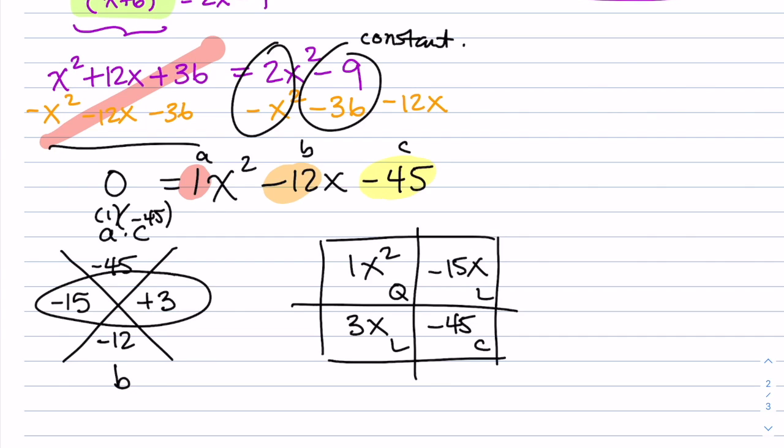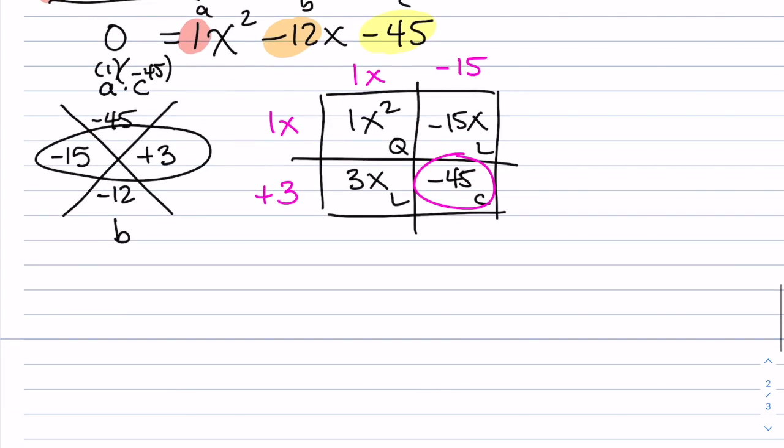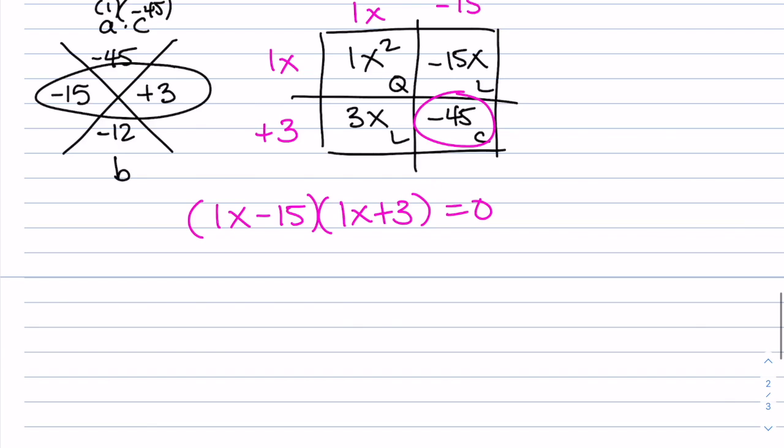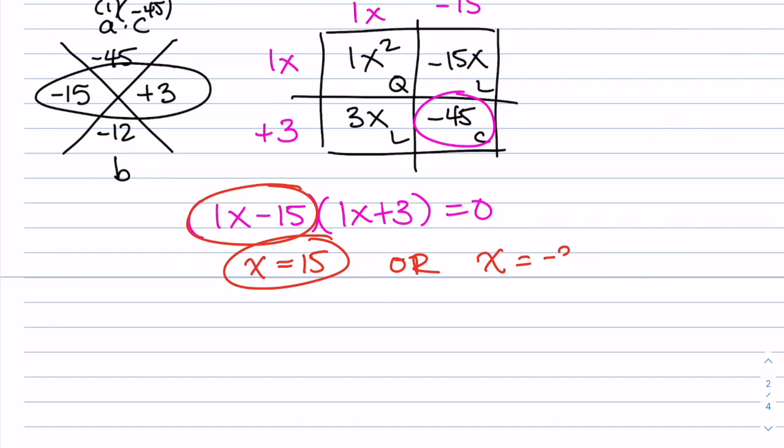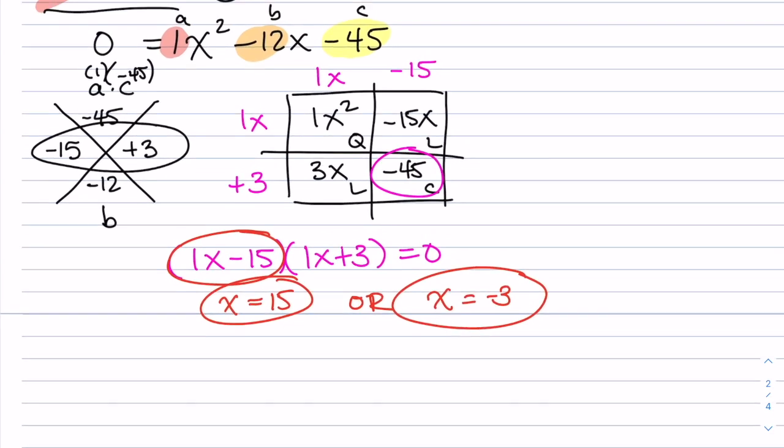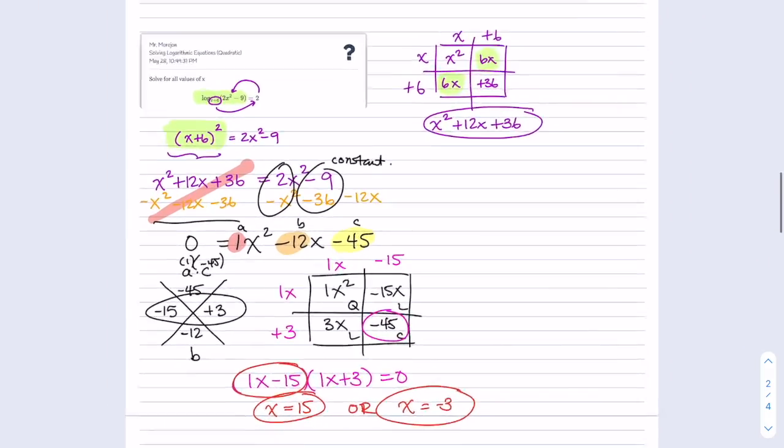And I can very quickly factor this out. So 1x, negative 15, positive 3, and this checks out because those multiply. So my two factors are 1x minus 15 and 1x plus 3. And again, if you see it very quickly, you can figure out the answer. x can be 15, or x can be negative 3. And that is pretty much how you do the quadratic ones as well.